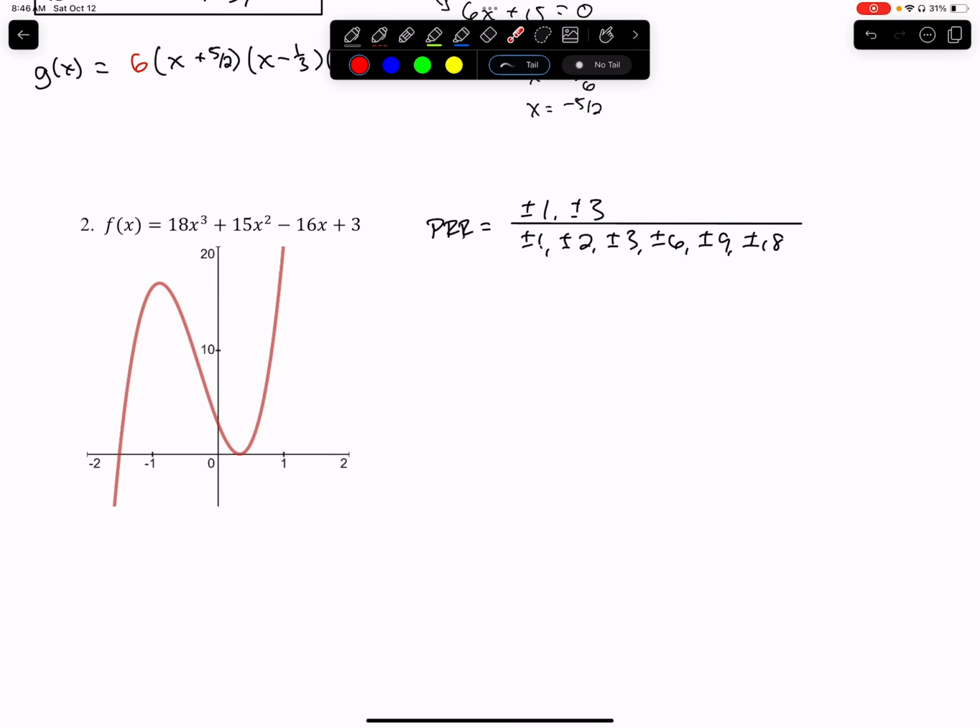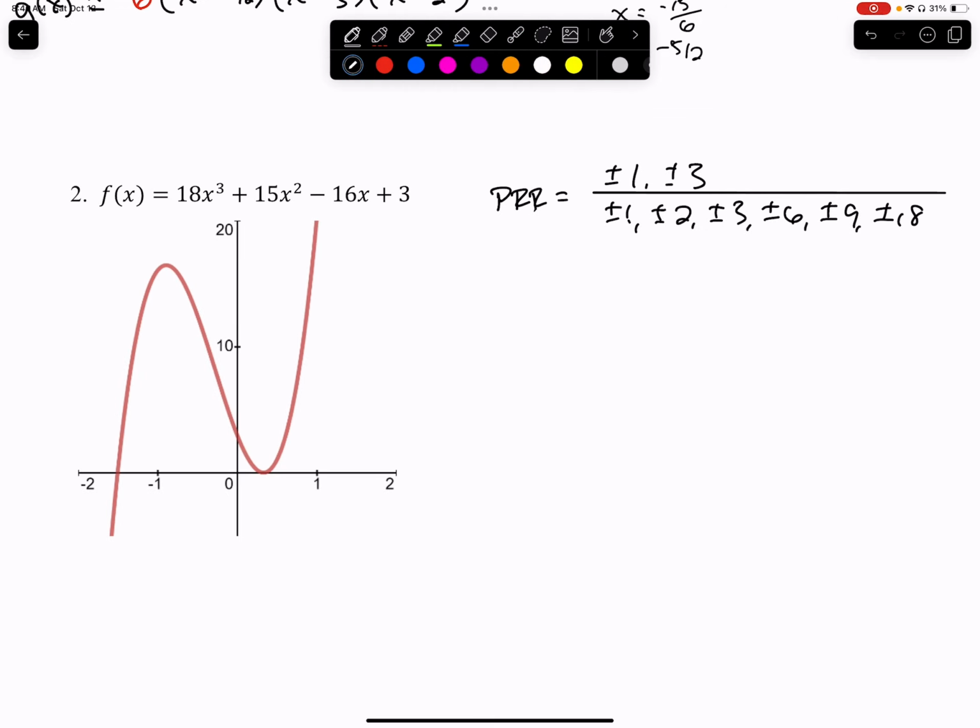I'm not missing any. Then we look at the graph to find the highly possible rational roots. If you're not given a graph, we're going to have to do this differently, and we'll learn about that later. So it looks like to me, we're going to have a root between 0 and 1, and it looks less than halfway again. So my choices are a half, I think it's less than a half, a third, probably going to be a third, could be a sixth or a ninth or an 18th. I think it's going to be a third.